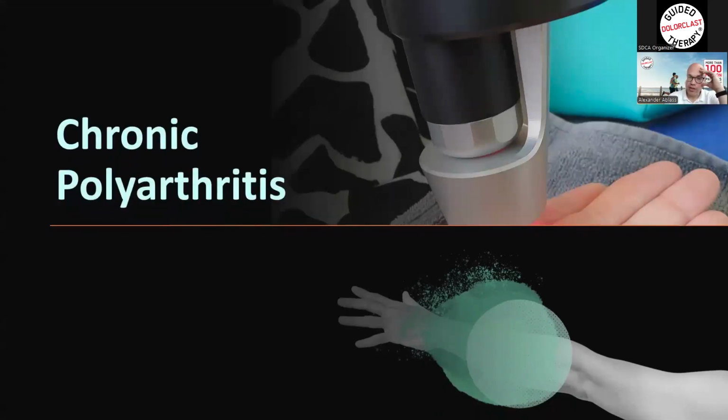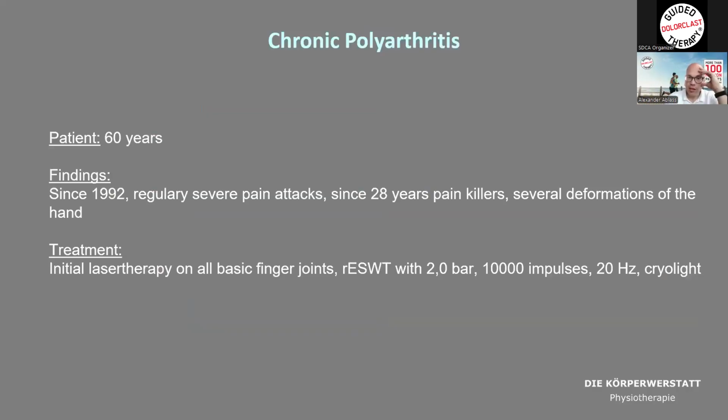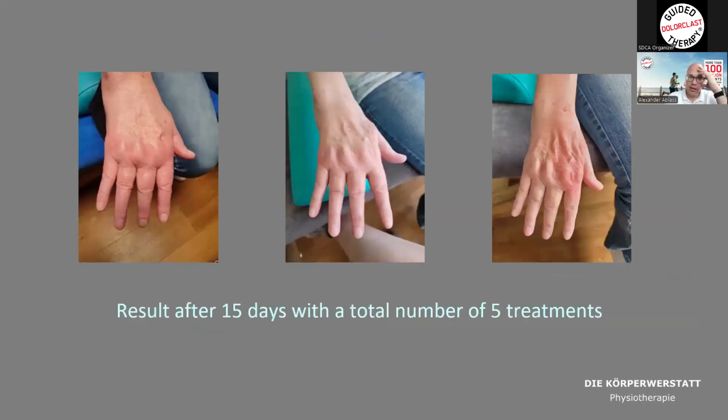Chronic polyarthritis, a 16-year-old patient suffering from this for almost 28 years now, using painkillers. The hand looked like this in the beginning, at the first treatment when she came. You see the swelling in the joints, you see the color of the skin. She's not even able to open the fingers properly. This was the result after the second treatment, and this was the result after 5 treatments within 15 days.